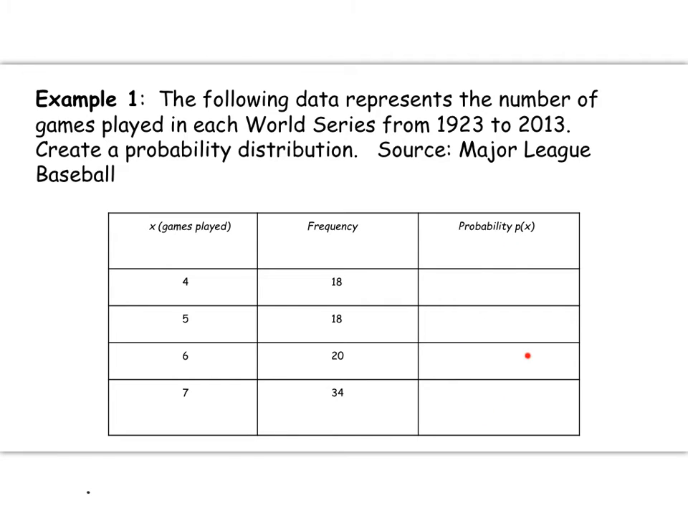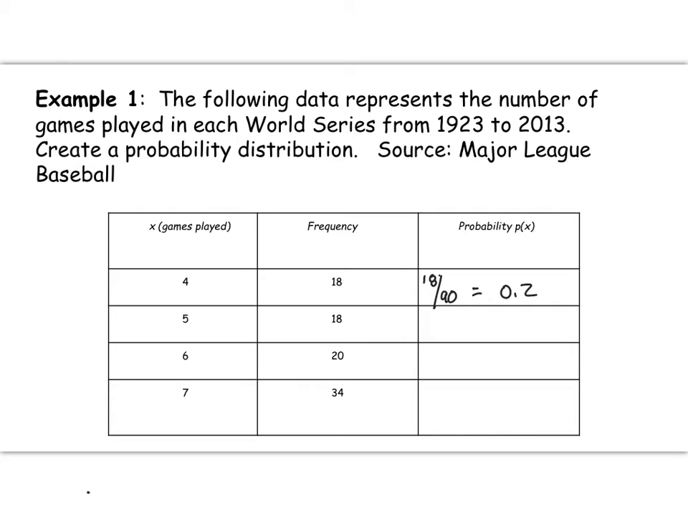In the third column, we're going to calculate the probability of winning the World Series in the number of games in the first column. So if I want to know the probability of winning the World Series in 4 games, I'm going to use past data to calculate the probability. It happened 18 out of the last 90 years, or that 90-year span. And when I turn that into a decimal, I get 0.2.